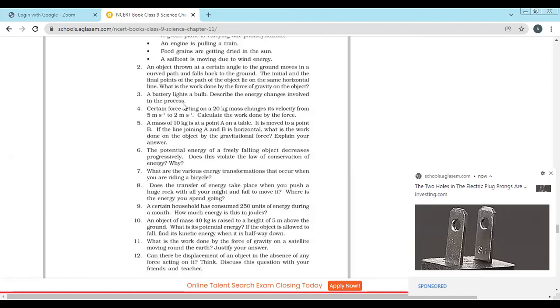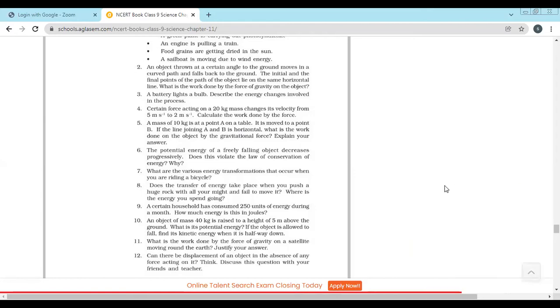They are not asking the work done by the horizontal force that is displacing the object. They are asking the work done by gravitational force in this case. Is that clear? Any doubt regarding this? Okay, let us see the next question now.